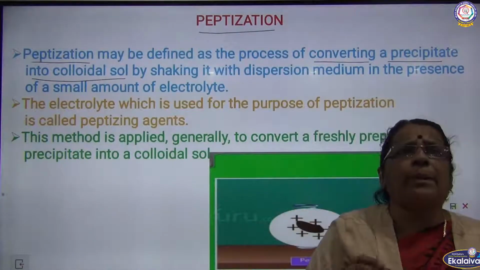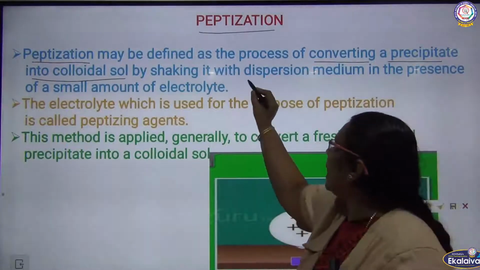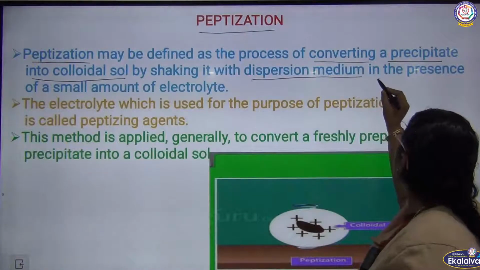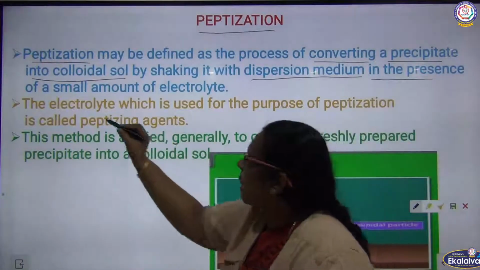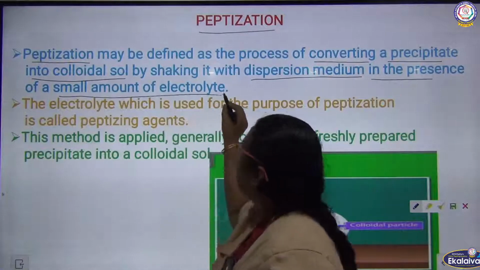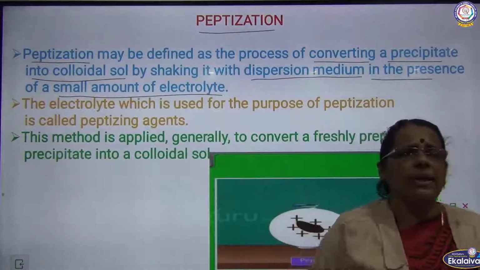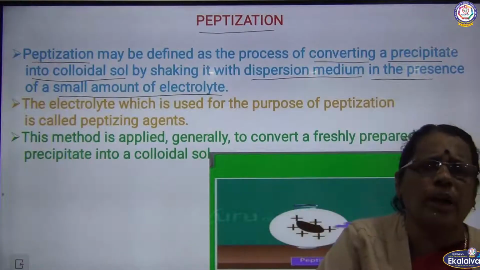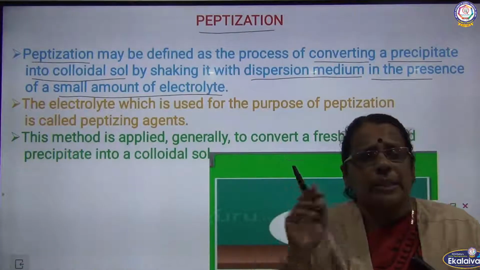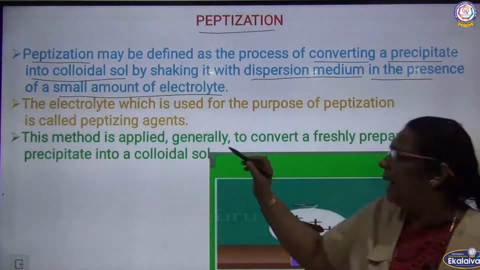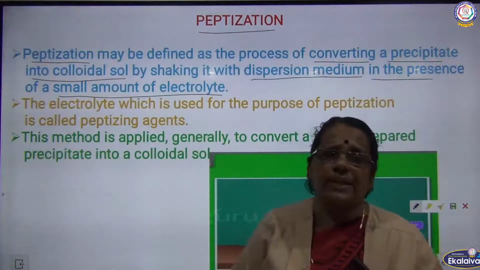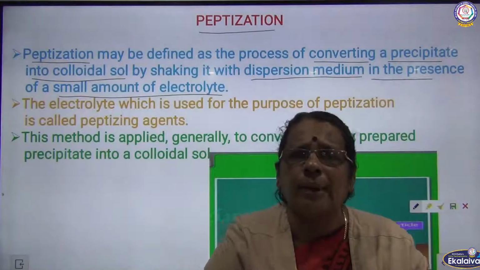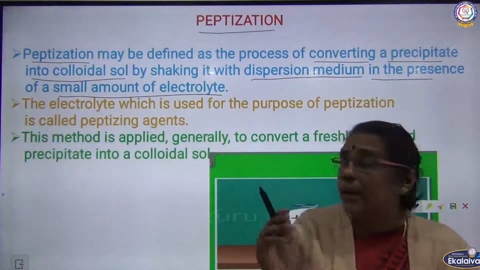How can we convert a precipitate into a colloid? By shaking with the dispersion medium in the presence of a small amount of electrolyte. So what is happening here? We are converting a precipitate into a colloid. How is it possible? To the precipitate I am adding a small amount of electrolytes. When a small amount of electrolytes is added to a precipitate, the precipitate can be converted into a colloid.